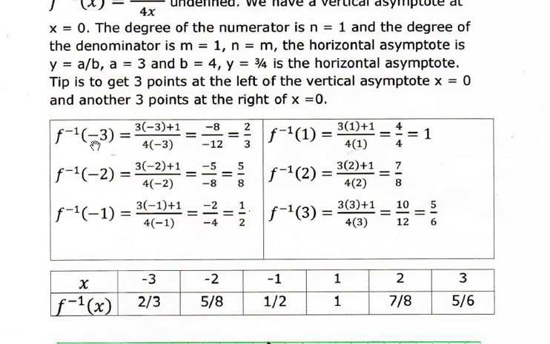So for -3, we have 2/3, -2, 5/8, -1, 1/2, or 0.5. Then for x equals 1, f inverse of x is 1. For x equals 2, we have 7/8. And for x equals 3, we have 5/6.